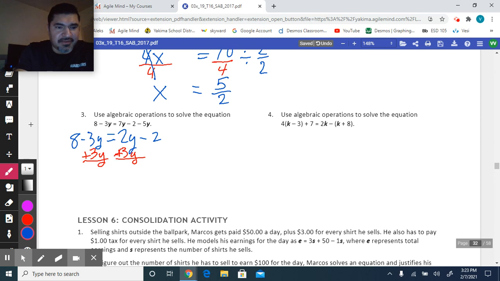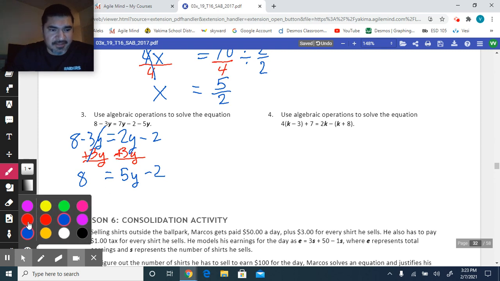Okay, so 8 comes down, and then -3y plus 3y, well, that's just 0, and 8 plus 0 is just 8. I'm going to bring down my equal sign. Now I've got 2y plus 3y. Add those together, we get 5y, and don't forget about this -2. So we got 5y minus 2. So here's the y. We still have multiplied by 5, and we have this -2.